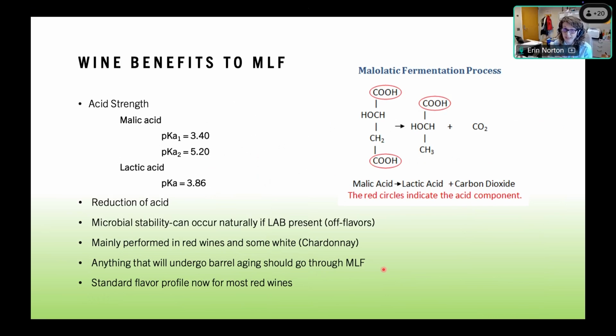If you're looking at doing malolactic on a white, make sure that you're at least at 3.2. I mean, 3.18, maybe you're going to be okay there. But I wouldn't go anywhere below 3.1 because I don't think your bacteria are going to survive. So just keep that in mind. Okay.